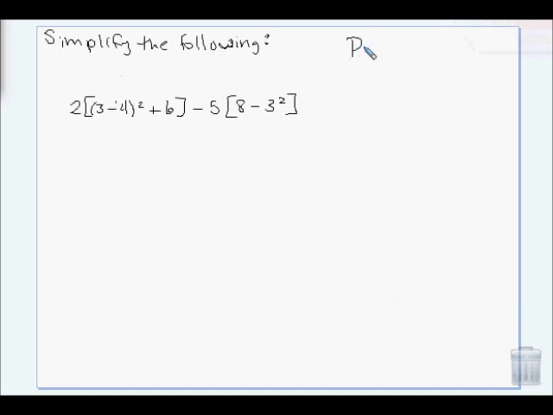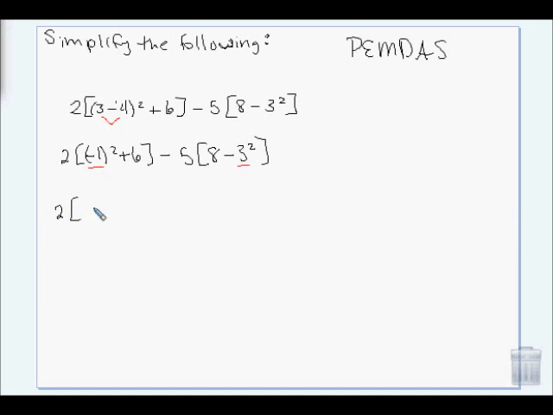The following, and we need to use our order of operations. Okay, so we're going to do what's inside the parentheses first. So this is first. So 2 times -1 squared plus 6 minus 5 times 8 minus 3 squared. And next I'm going to square my numbers because exponents come next. -1 squared is 1. 3 squared is 9.